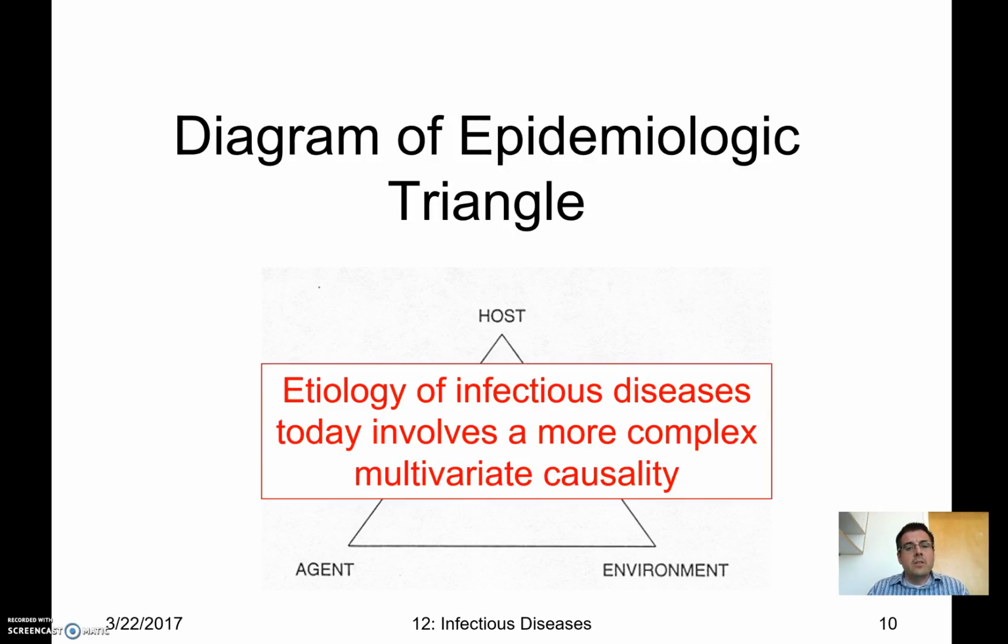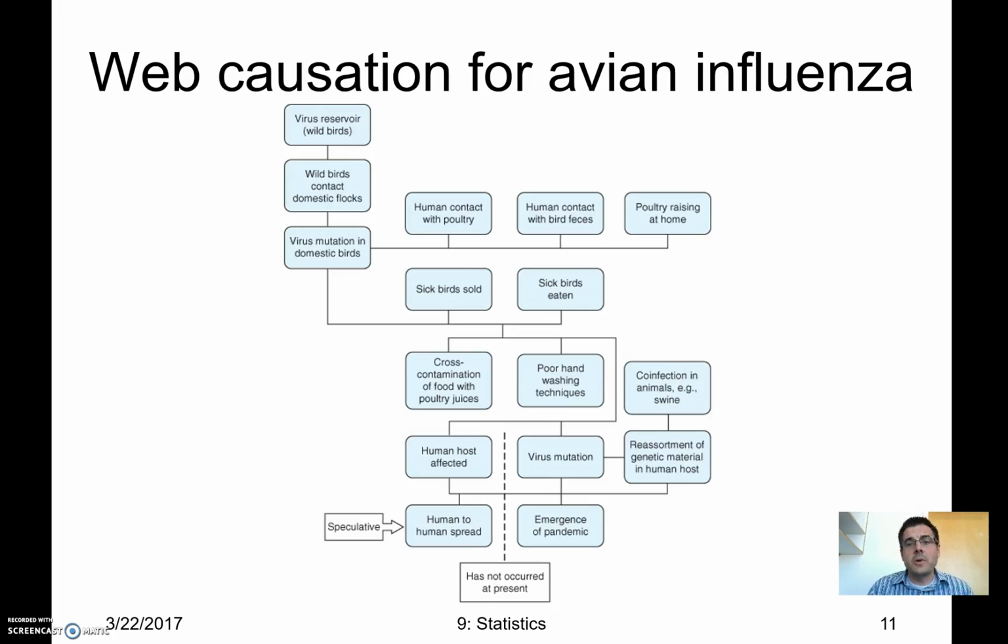Now, it's important for us to think about it from that perspective of that triangle scenario where we have to take into account the agent, the host, and the environment. But you also need to remember that the causation of infectious diseases is much more complex than just, do we have a human host, do we have the right environment, and do we have an agent? Oftentimes there's this web scenario where we have multiple factors that must be taken into account.